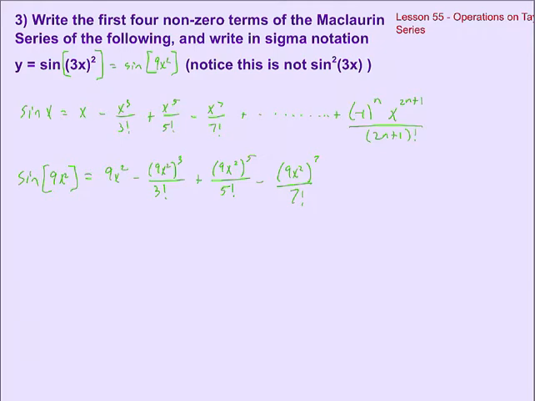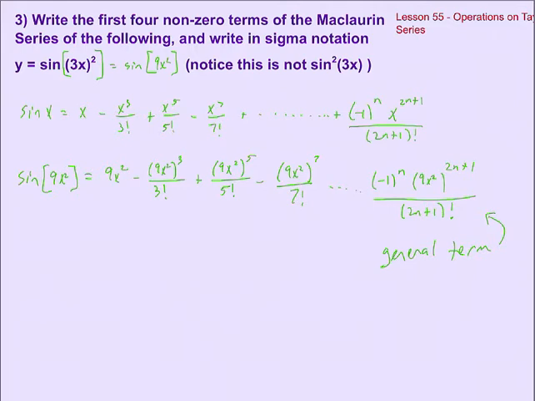And it works the same way with the sigma notation. Everything else is going to stay the same. It's only the place where the x is that's going to be replaced by 9x squared to the 2n plus 1. And so that is the first four non-zero terms, and also the general term, of the Maclaurin series.